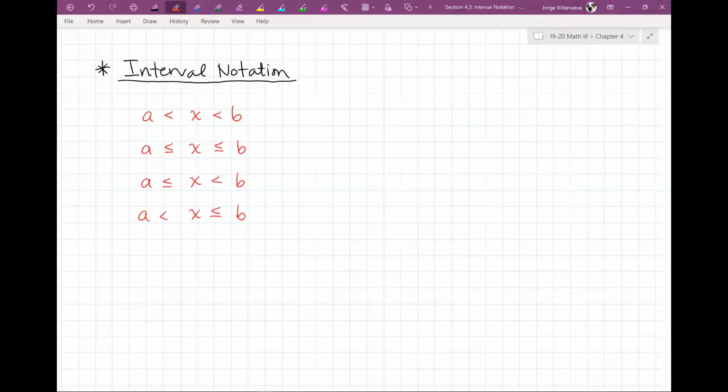But what they want you to do is to write this out in set notation, okay? So, for set notation, we use parentheses for less than symbols, okay? We use brackets for less than or equal to's, okay? Now, depending on where the less than or equal to is, it might be the left side bracket or the right side bracket. It just kind of depends.